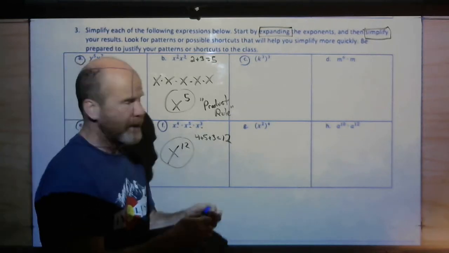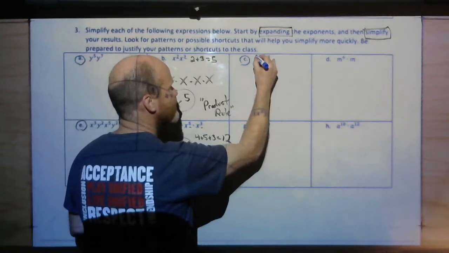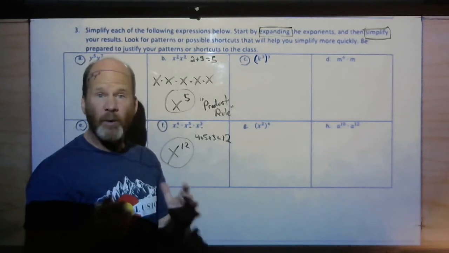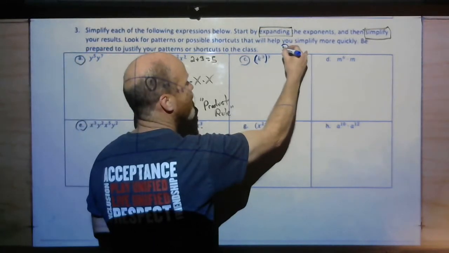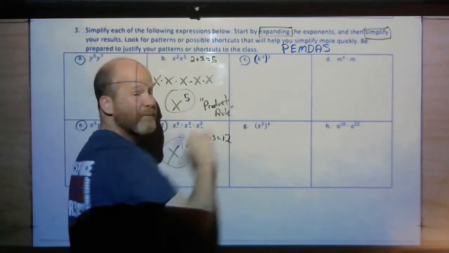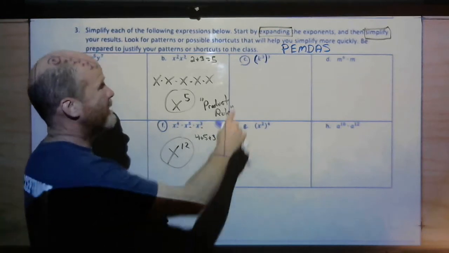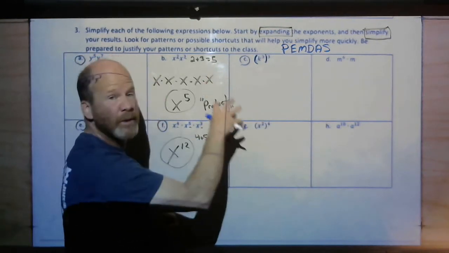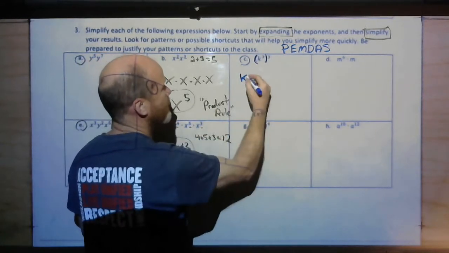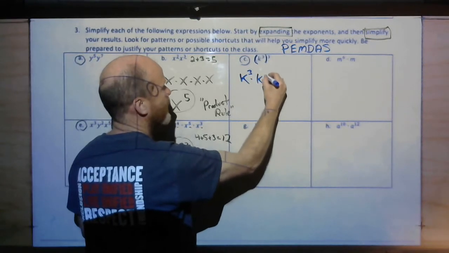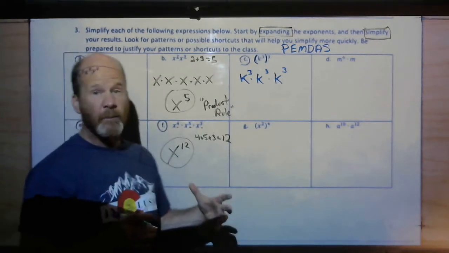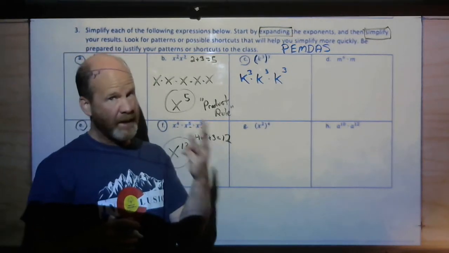Now let's take a look at this one right here. The difference here is that we actually have parentheses. So it's a grouping. Now remember, order of operations, PEMDAS: parentheses, exponents, multiplication, division, addition, subtraction. Here we do have parentheses, so we have to address that first, and the exponent actually applies to only what's inside of the parentheses if it's sitting there. So in this case, we're going to expand k to the 3 times k to the 3 times k to the 3. Okay, we raised it to the third power, so we had to multiply it 3 times.